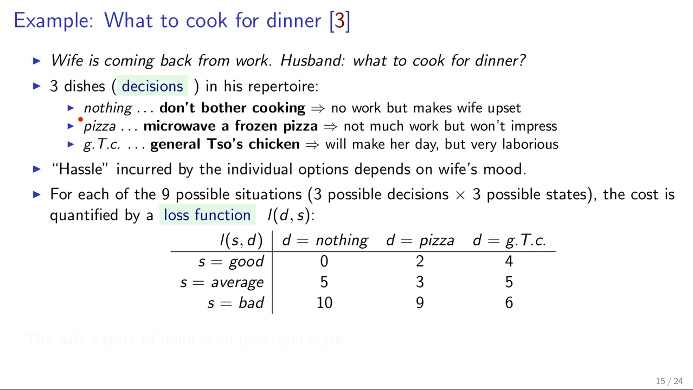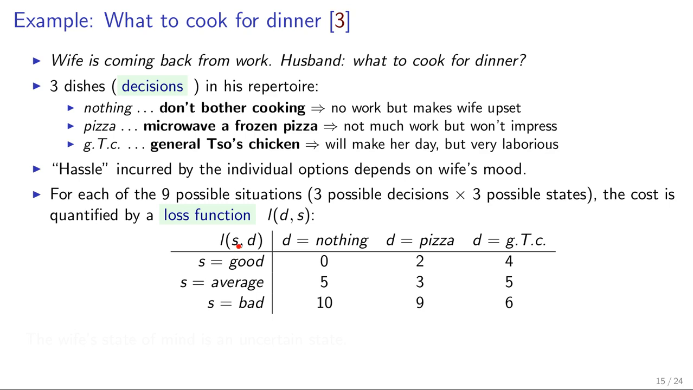Now, he wants to optimize his cost, and this cost or hassle or inconvenience is basically a combination of 2 factors. It may be laborious to do some of these dishes, so he regards that as cost. And at the same time, depending on the mood of his wife, if she's in a bad mood and he doesn't cook anything, then she will be very upset, and that would have even higher costs for him. So the loss function that quantifies these costs is here in this table.